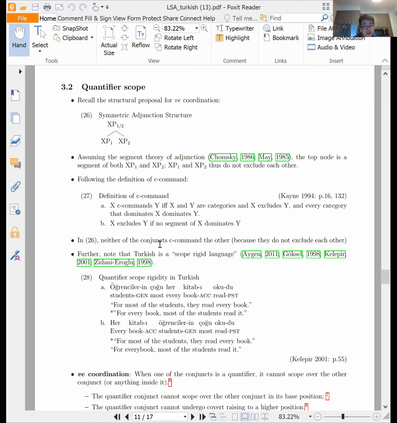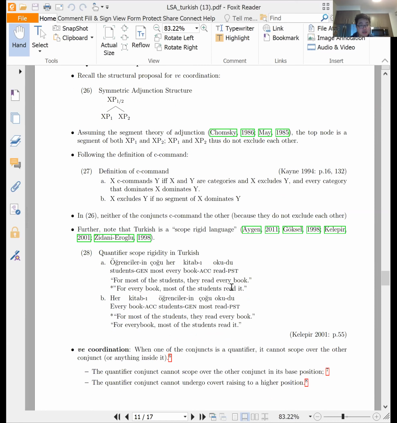And also following the definition of secament in 27, X secaments Y if and only if X and Y are categories and X excludes Y, and every category that dominates X dominates Y, we see that there's no secament relation between XP1 and XP2, given that they do not exclude each other due to the shared top node as a segment of both categories. We have an interesting implication: there's no secament relation between the conjuncts, and any syntactic relation that depends on a secament relation should not hold in between.